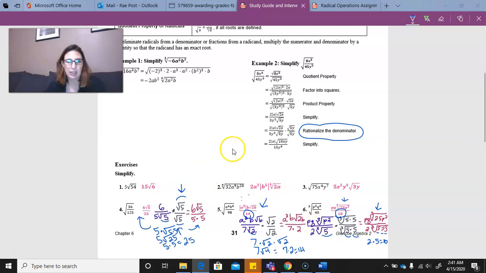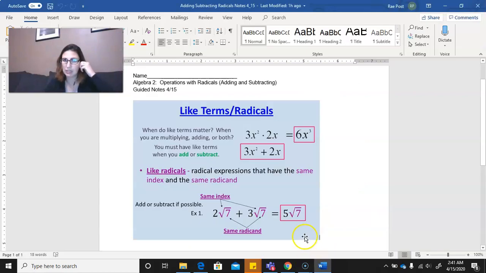You do have a quiz coming up next week, and you have an exit ticket on Thursday. Your exit ticket on Thursday will be adding and subtracting radicals, which is what we're just about to do. So make sure you are following along. You are welcome to always pause it and rewind it.